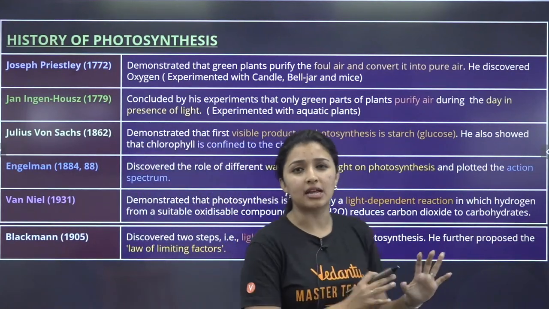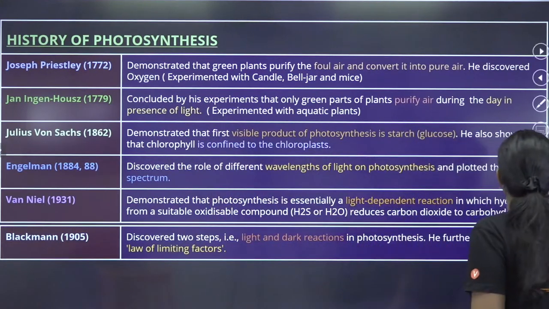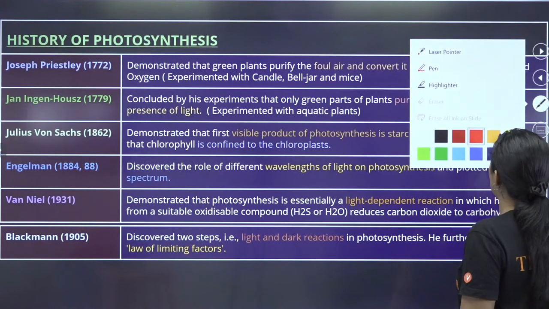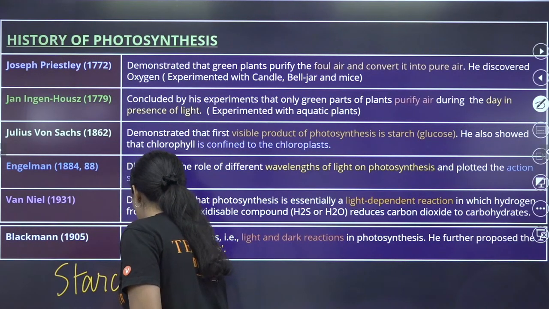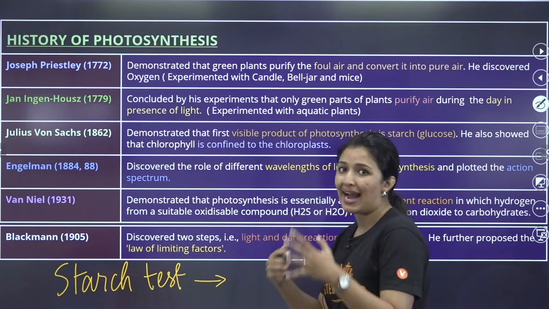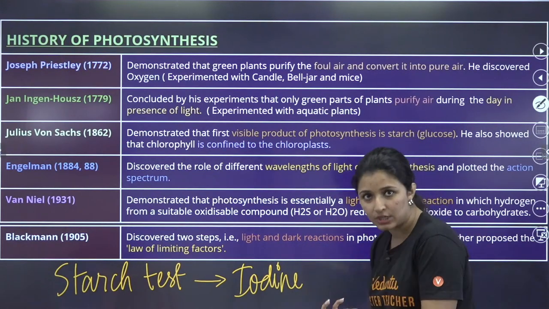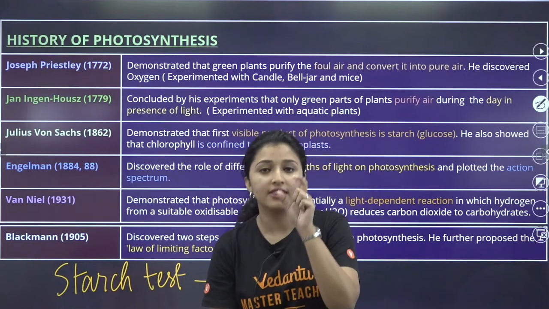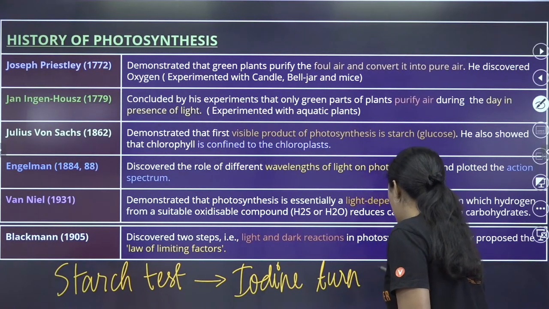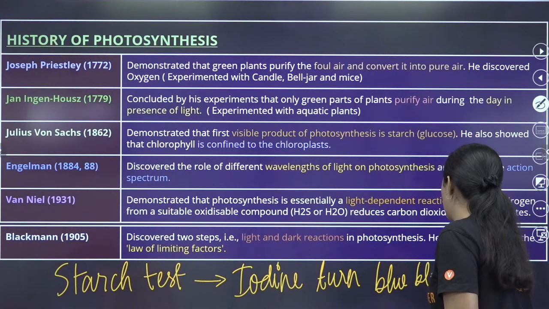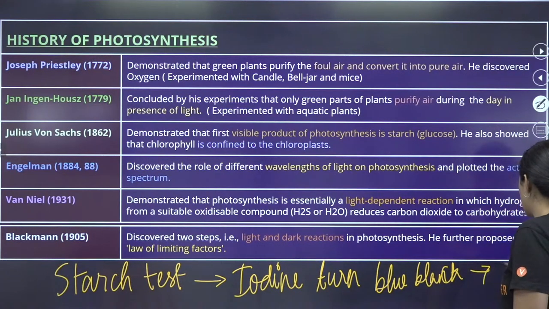But before that, there are a couple of points about the starch test. Just basic things that you need to know. Do you know what the starch test is done for? The starch test is done to find out the presence of starch. Basically, when you add iodine to any green part of the plant, if there is presence of starch, the iodine will turn a blue-black color when reacted with starch.